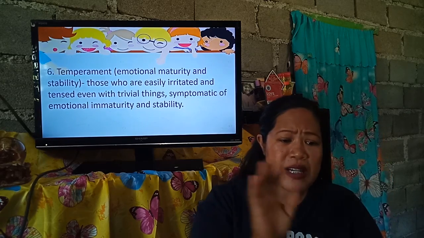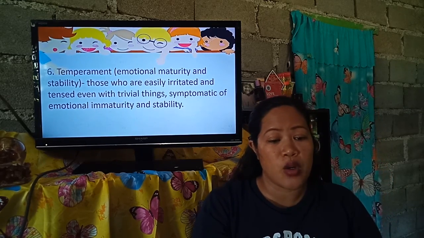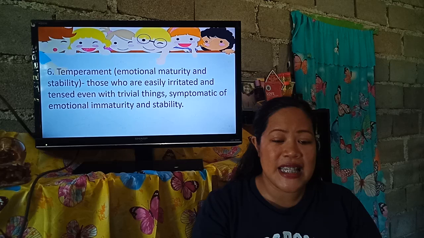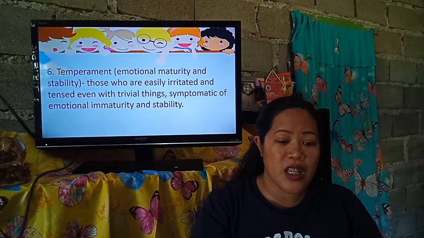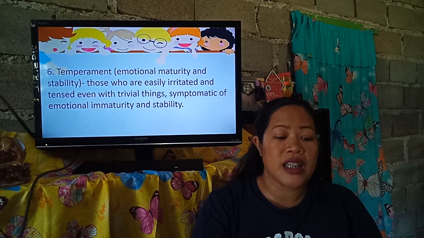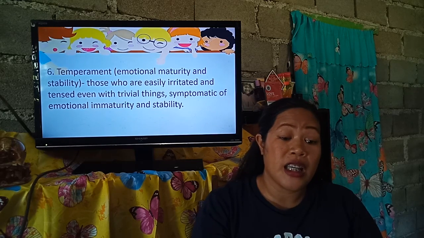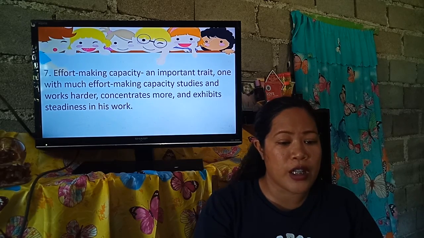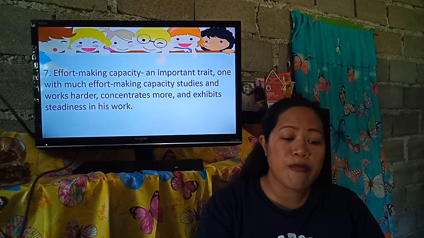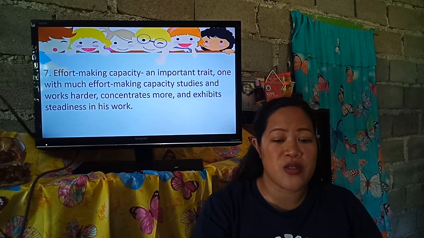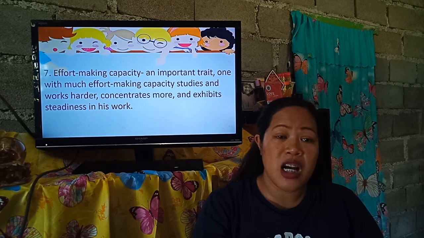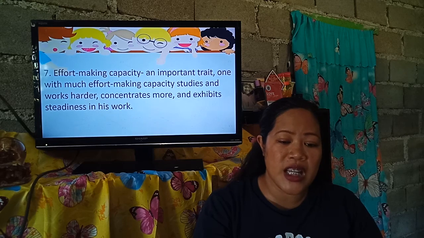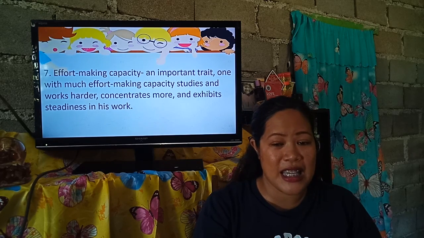Number 6 is the temperament or the emotional maturity and stability. Those who are easily irritated and tense, even with trivial things, are symptomatic of emotional immaturity and instability. Number 7 is effort making capacity. Effort making capacity is an important trait. One with much effort making capacity studies and works harder, concentrates more and exhibits steadiness in his work.